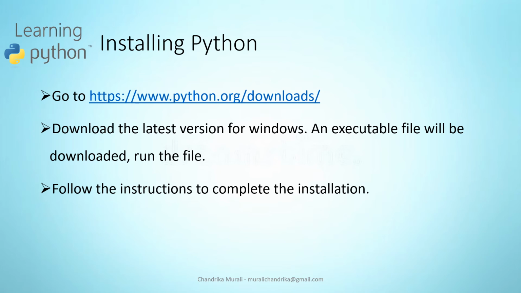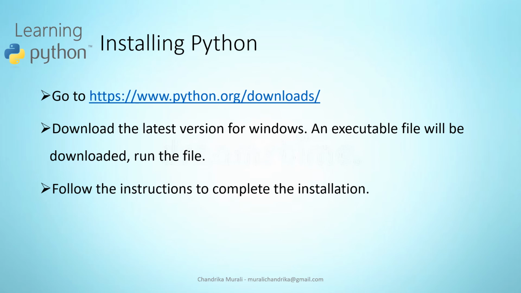Then coming to the installation of Python, the executable file can be downloaded from this website, www.python.org/downloads. You can download the latest version for your Windows, like if you're using Windows 8 or Windows 10, and a 64-bit version or 32-bit version, depending on the operating system you're using. You can download the executable file and run it. Just like any other software installation, you just have to go through the instructions given in the executable file. Once you run it, it will give you instructions. Just follow the instructions and you can install Python.